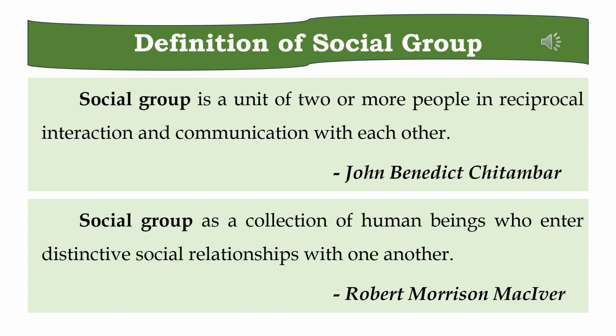Next, Robert Morrison MacIver defined that a social group is a collection of human beings who enter distinctive social relationships with each other. According to MacIver, a social group is more than just people together. The people in the group have special kinds of relationships with each other. These relationships make them connected and dependent in some way.